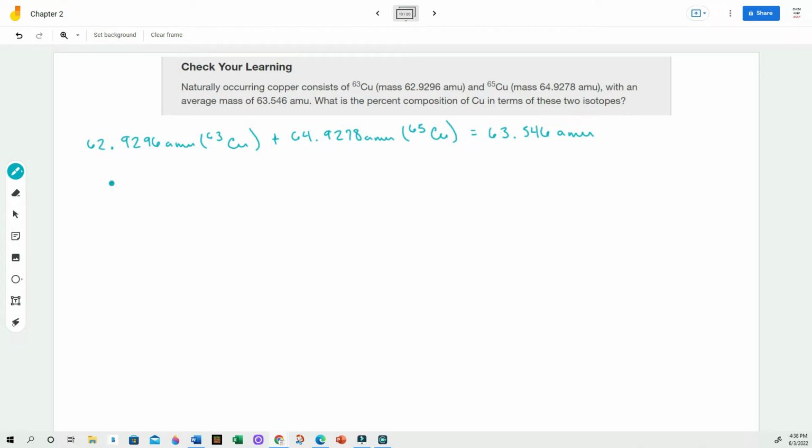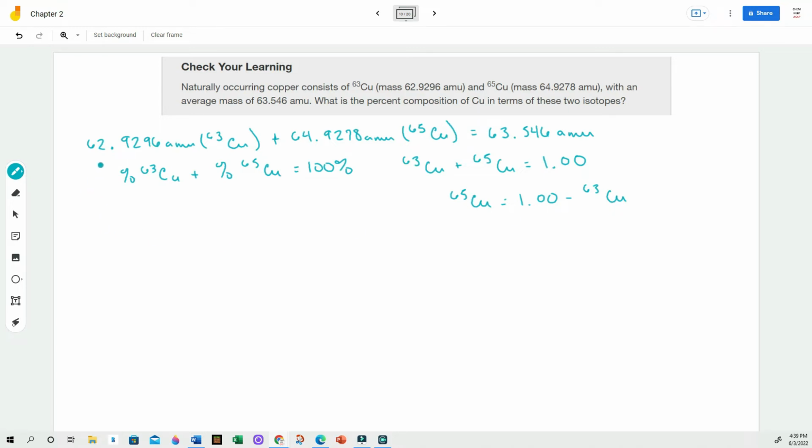And just like in the previous problem, the other piece of information that we have that maybe we don't realize we have is that our percent of copper 63 plus our percent of copper 65 is equal to 100%. Now we're using decimals in here, so I'm going to convert these percentages to decimals. So my amount of copper 63 plus my amount of copper 65 is going to equal 1. Okay, so I am going to solve again for my amount of copper 65. If I take this equation and solve for copper 65, that gives me copper 65 is equal to 1 minus my copper 63.